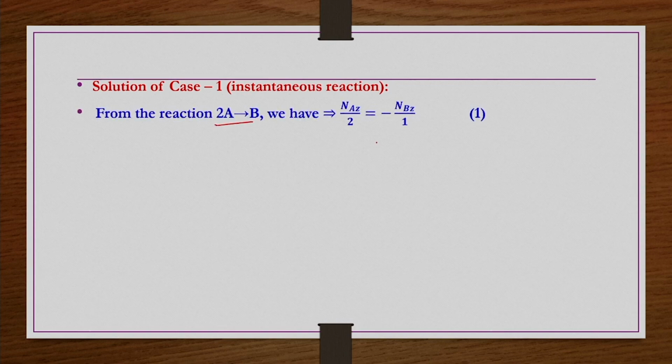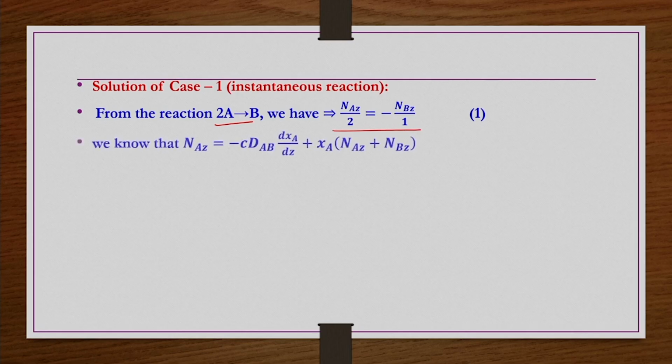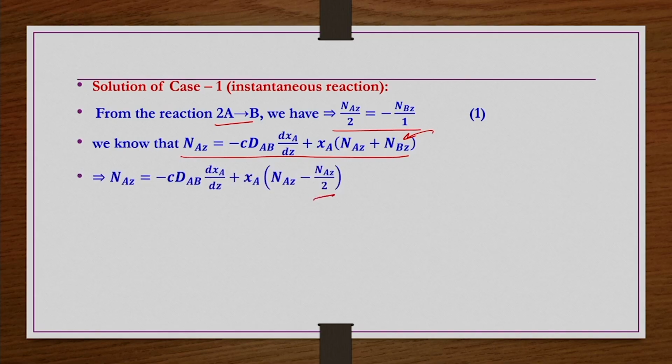From the reaction 2A tends to B, from the stoichiometry of the reaction we can get NaZ by 2 is equal to minus NbZ by 1. That means NbZ is equal to minus 1 by 2 NaZ. So, in the combined flux, in place of NbZ we can write minus 1 by 2 NaZ like this. Then you take all the NaZ terms to one side, and you have NaZ is equal to minus C DAB divided by 1 minus half Xa, dXa by dz. Now, if you have the expression for NaZ, you can find out what Xa is as a function of Z.